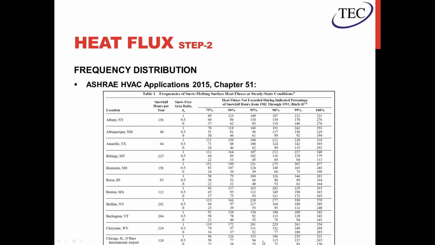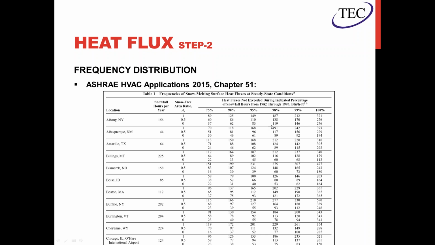So if you look at the bottom, I hope it's not cut off for any of you guys. The last one here is Chicago, Illinois, O'Hare. You know what? Let's use the first one for this example. For Albany, New York, if we have a snow-free area of 1, at 90%, it'd be 125 BTUs per hour per square foot. So that's saying if we design our system at 125 BTUs per hour per square foot, it'll cover 90% of all snowfalls with a snow-free area of 1. So for 90% of all snowfalls, no snow will accumulate during the melting with that system.